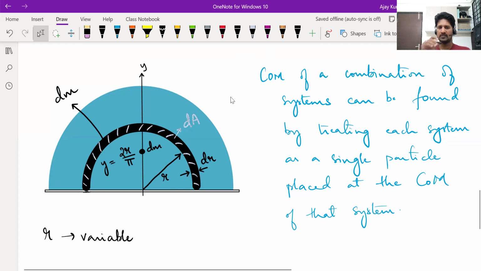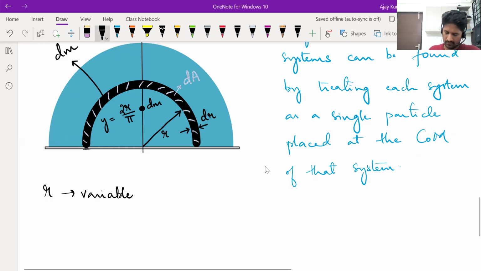We are trying to replace that semicircular ring, the black arc that I have drawn, with a single particle. And if you want to do that, you have to put that single particle at the center of mass of that arc. Center of mass of a semicircular arc is at a distance of 2r by pi. So that is where we put the particle. So all that shaded mass, which is in the shape of an arc, can be assumed to lie at that point, at that height 2r by pi.